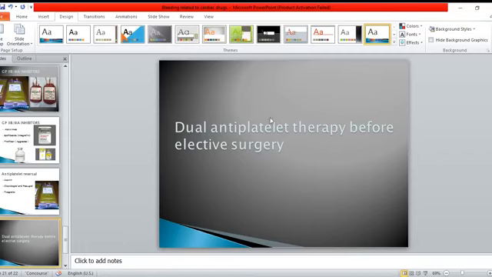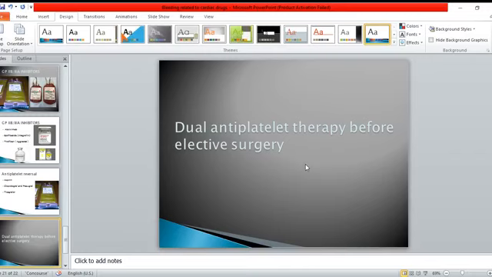As a general rule, as I said, in case of a drug-eluting stent, don't commence elective surgery except after 6 months. And for a bare-metal stent, at least 4 weeks before commencing elective surgery. However, if the surgery can't be postponed, we do this weighing of risk of thrombosis against the risk of bleeding.